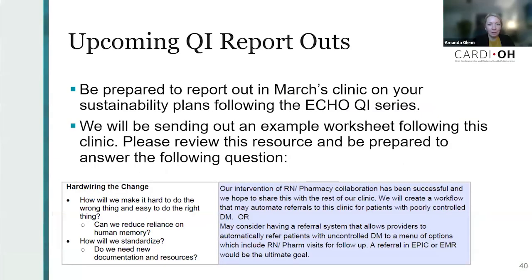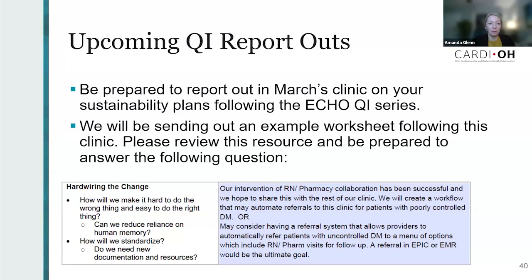All right. So just thinking about our next meeting and reporting out for that. As the project is coming to a close, we want to think about sustainability and what that might look like. So we've decided to focus on sustainability. We're going to provide you a worksheet after this call, and the one question that we would like you to focus on is hardwiring the change. You can see an example there. How will we make it hard to do the wrong thing and easy to do the right thing?